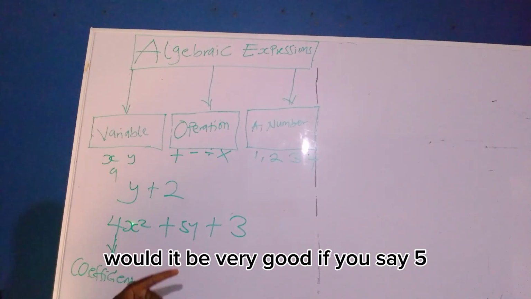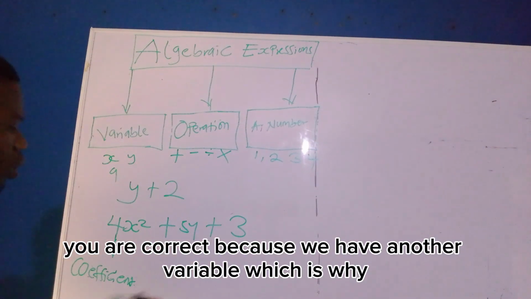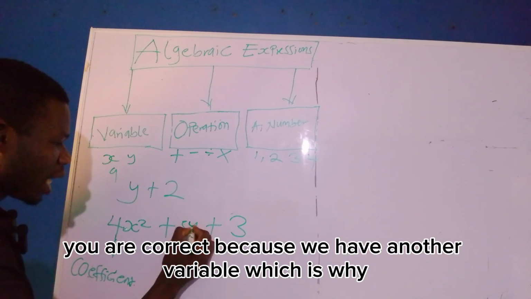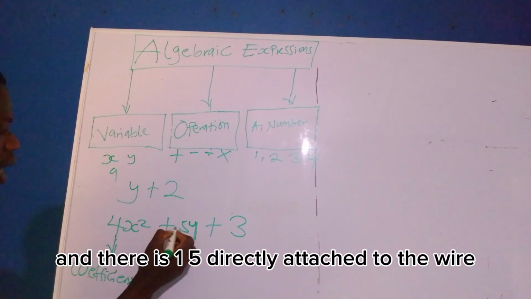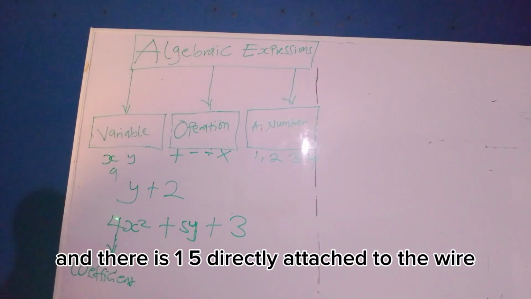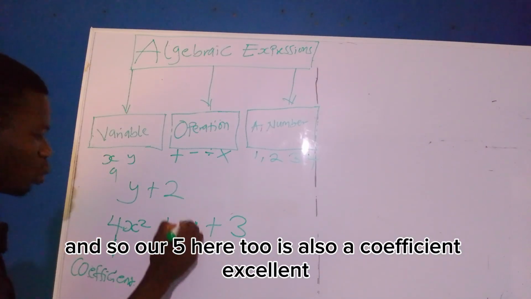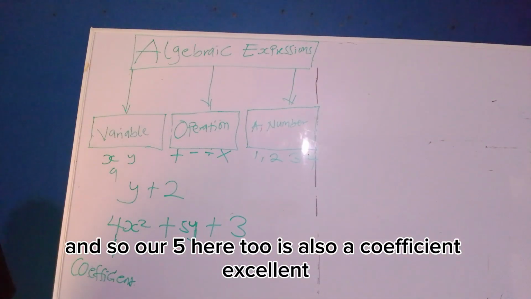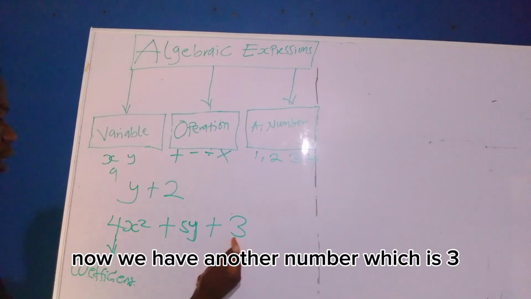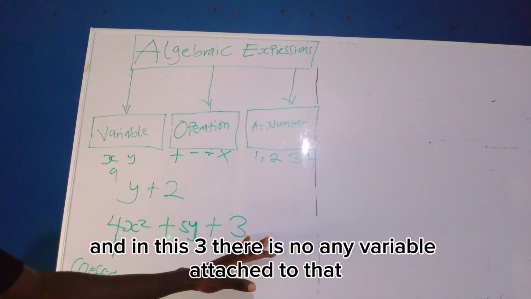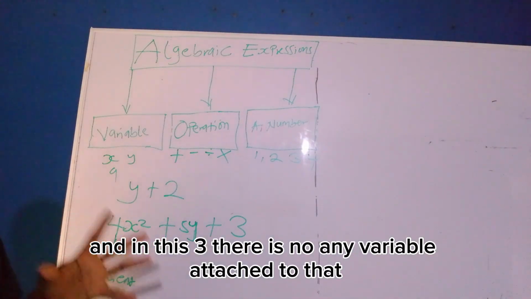Yes, which one would it be? Very good. If you say 5, you are correct, because we have another variable which is y, and there is what? 5 directly attached to the y. And so our 5 here too is also a coefficient. Excellent. Now, we have another number which is 3. And in this 3, there's no variable attached to that.